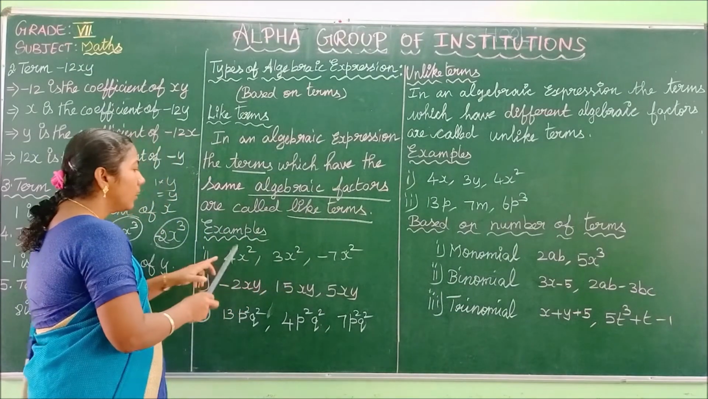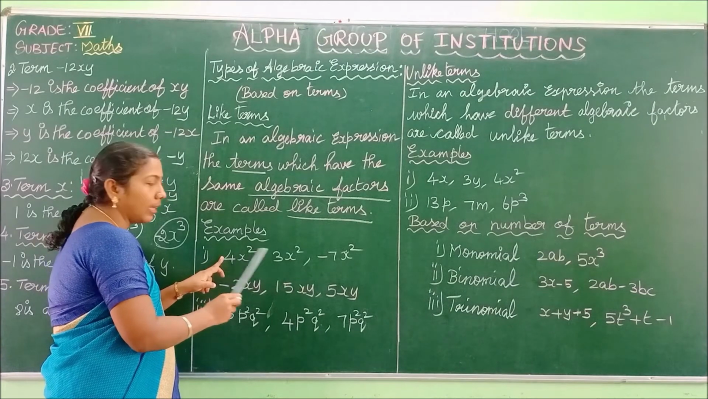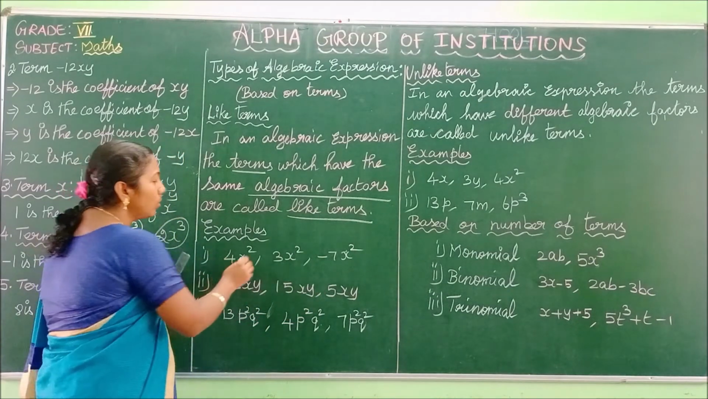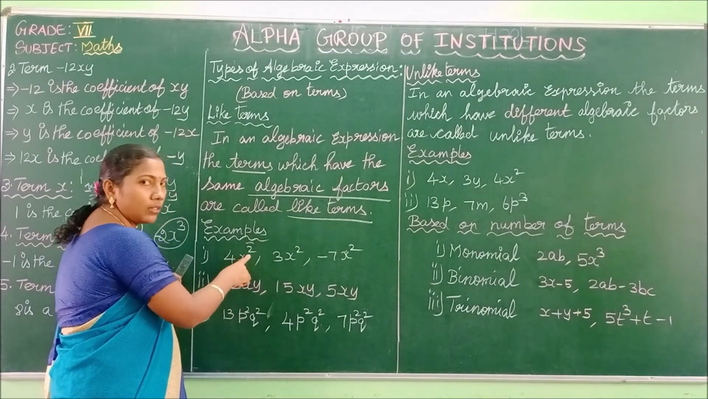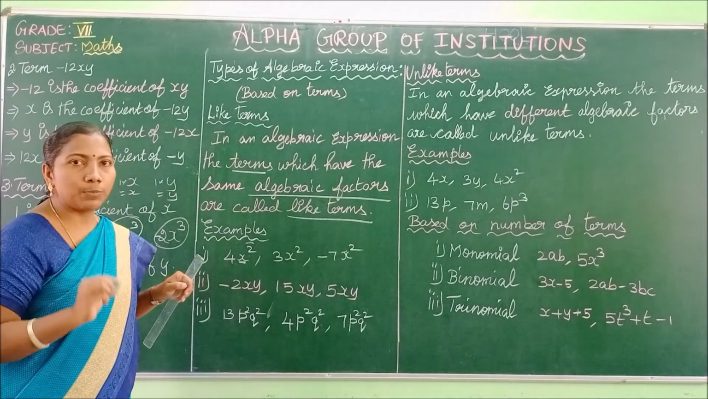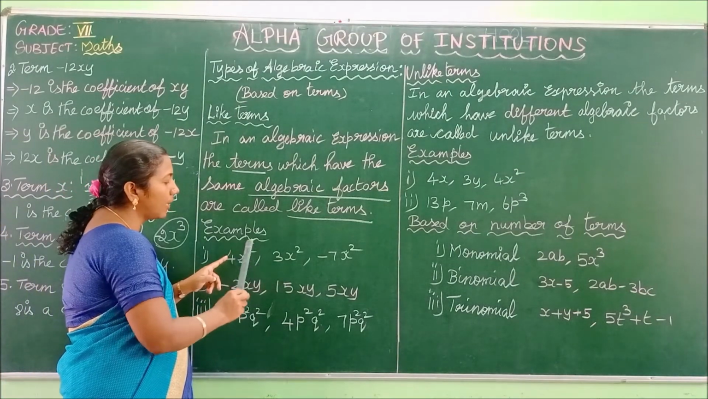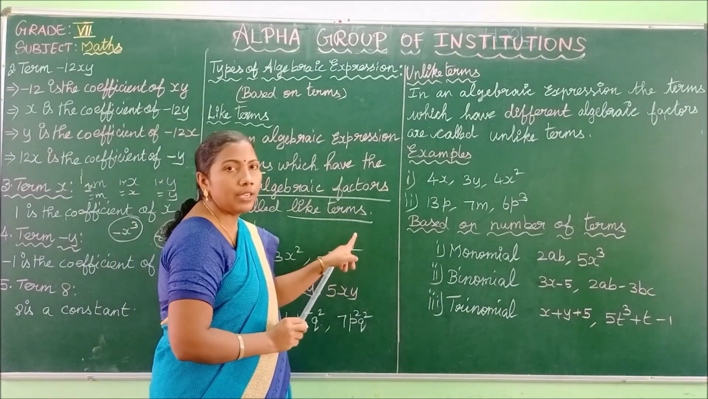Here we have some examples. 4x square, 3x square, minus 7x square. Now see the variable here. The variable is x and its power, you can also call the power as exponent, the power of x is 2. So it is read as x square. Here also we have x square. Here also we have x square.